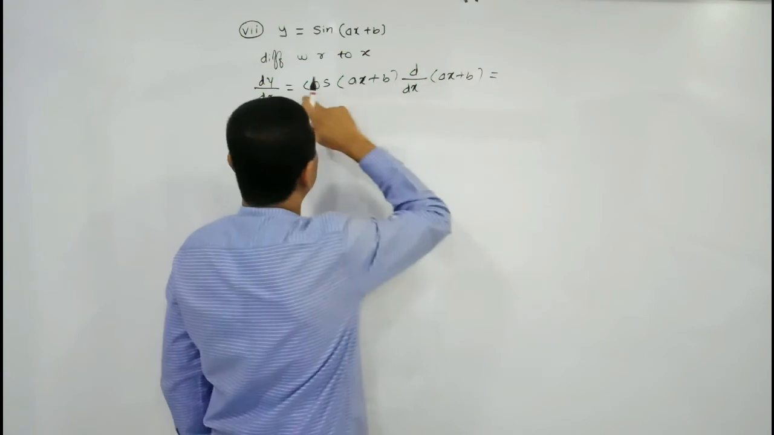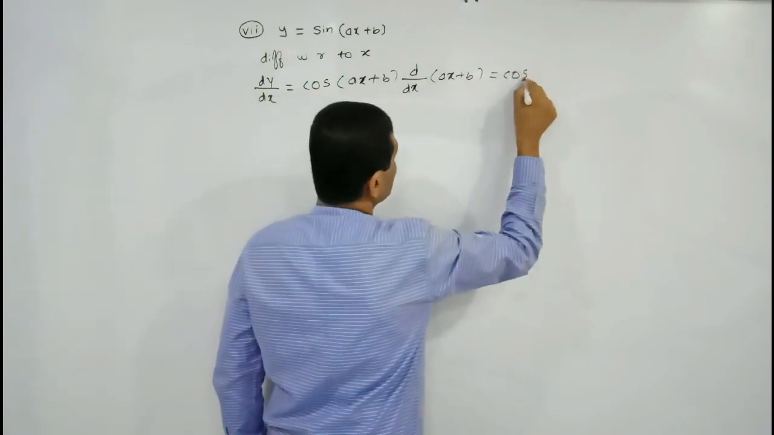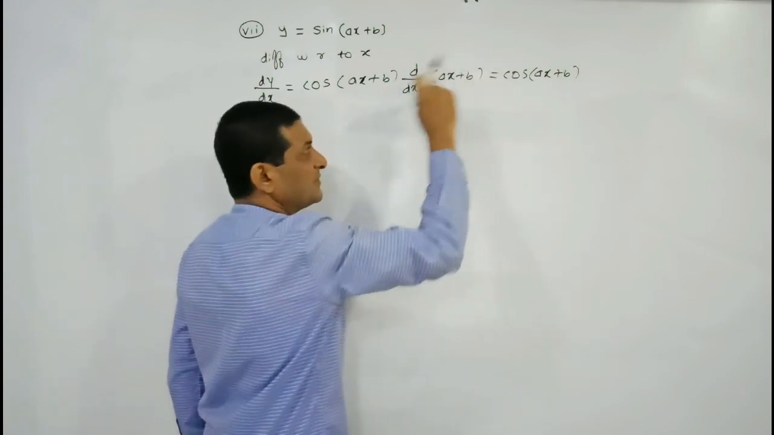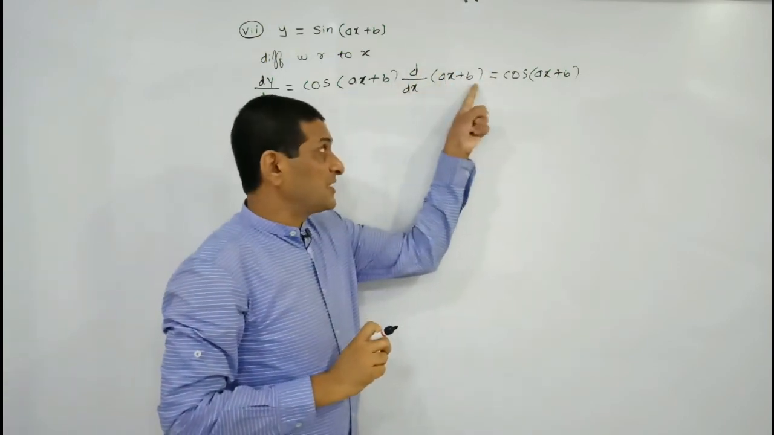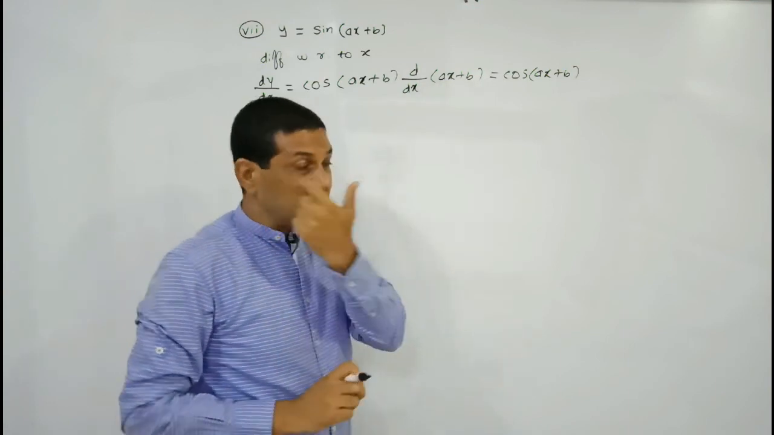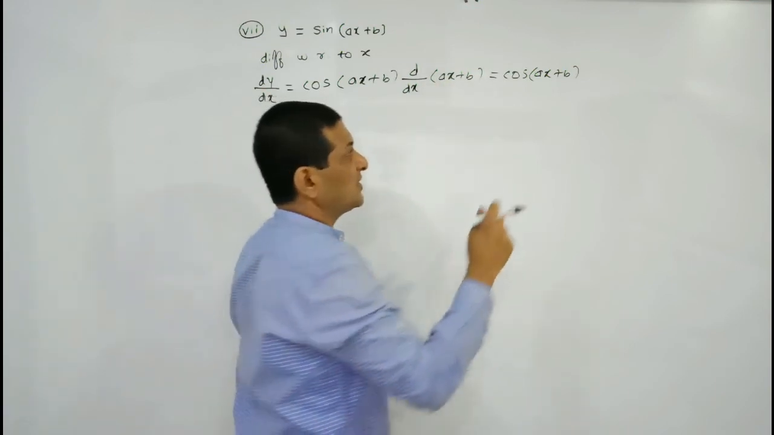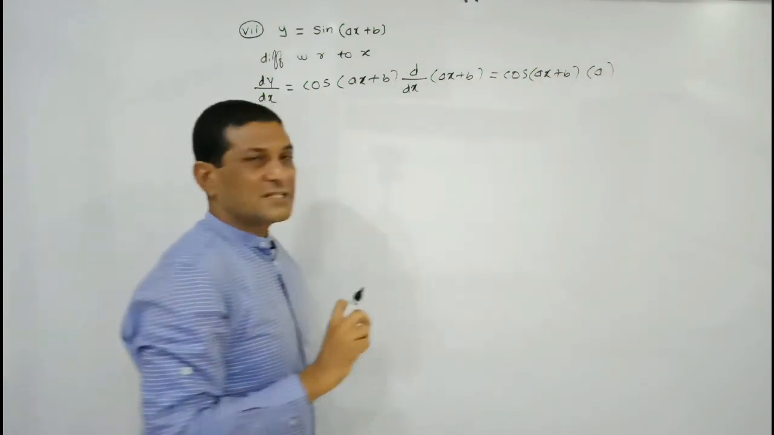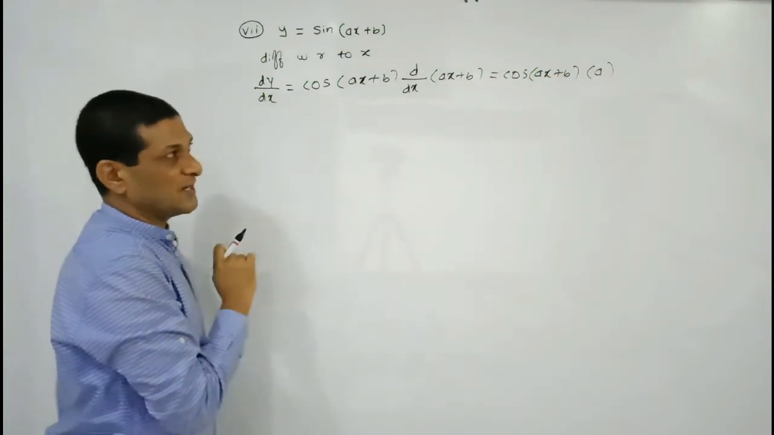So which is equal to cos ax plus b, keep it as it is, and we are finding the derivative of this linear expression. The derivative of ax will be a and the derivative of the constant term is 0, so we can say that the derivative of this whole term is a. So here a into cos ax plus b will be the first order derivative.